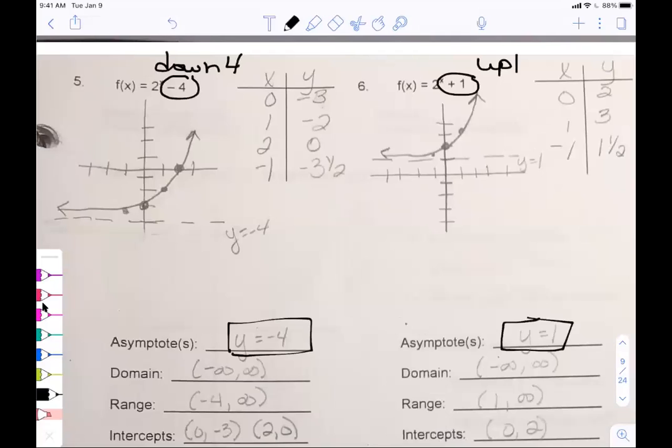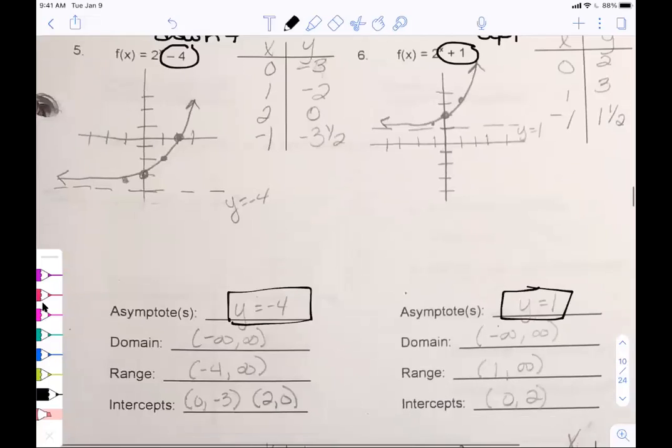So all exponential functions have horizontal asymptotes. If it's not shifting up or down, then it's just at y equals 0. So the extra value, that k value, the -4, the +1, is the part that makes the graph shift up or down. And that also then corresponds directly with the horizontal asymptote. And notice number 5 crosses both the x and y axis, and that's because it's shifting below the x axis. So because it's moving down, it's going to cross both x and y.